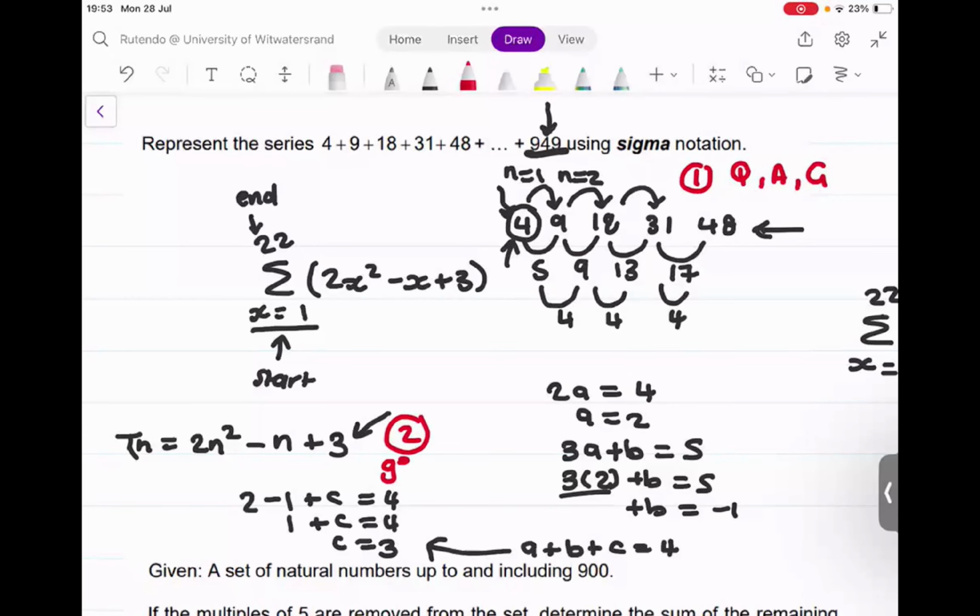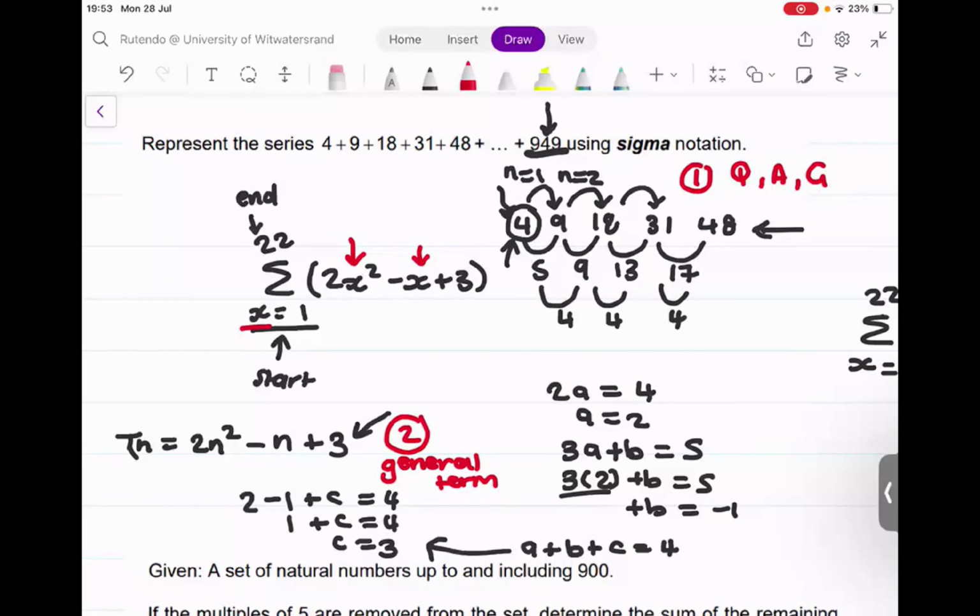So now we know what my sequence is going to look like, no matter what x I put in. Sometimes they can tell you to put x, sometimes they can tell you to put in n. It doesn't matter what letter you use here.